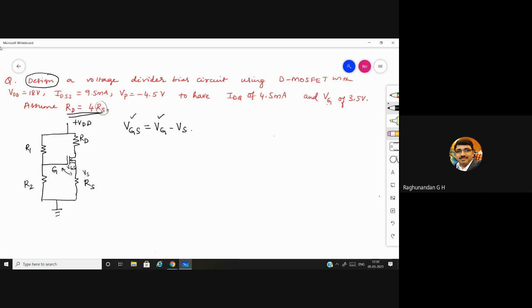Because here also ID is almost equal to IS. That holds good in this voltage divider bias circuit with respect to MOSFET also, ID is approximately equal to IS. So our first step is to find this VGS. From the given information, can we find out VGS in any way?